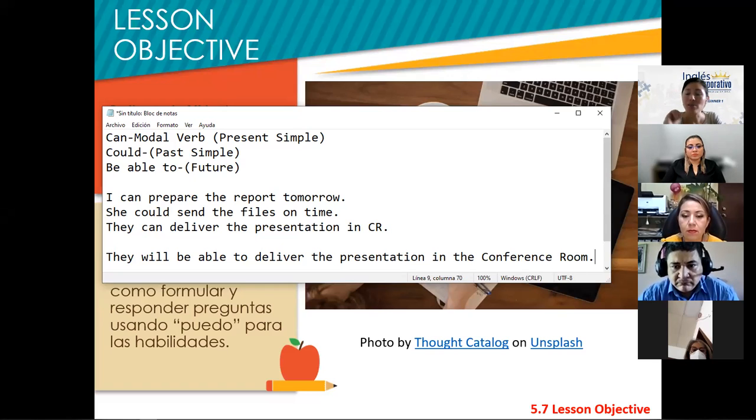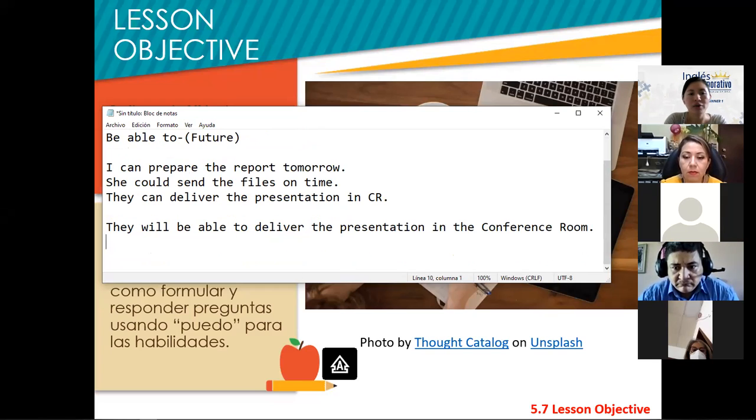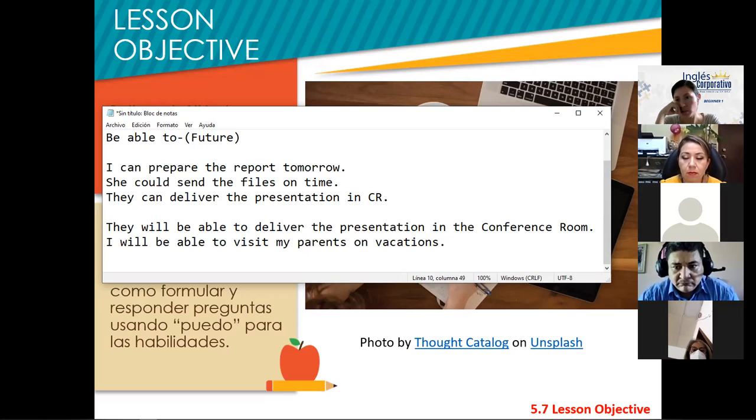Y con las desde ellas estoy hablando de eso, estoy hablando de abilities. Okay? Now, por ejemplo, yo puedo decir, I will be able to visit my parents on vacation, right? No, ahorita es mentira, estoy tan ocupada, I can't, no puedo. But, pero, I will be able to visit my parents on vacation, right?